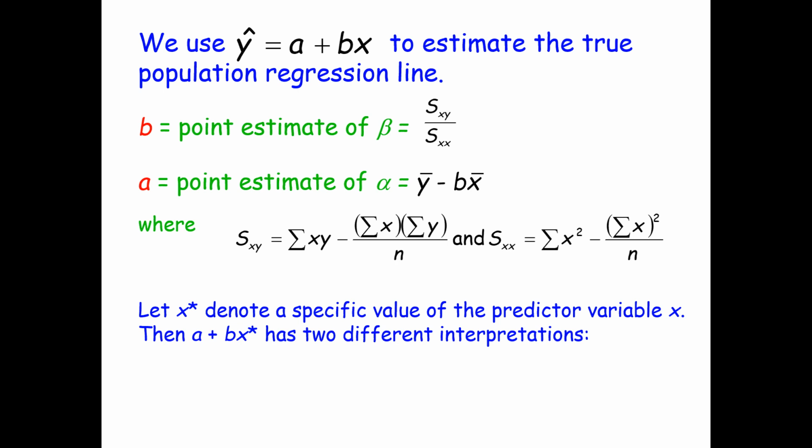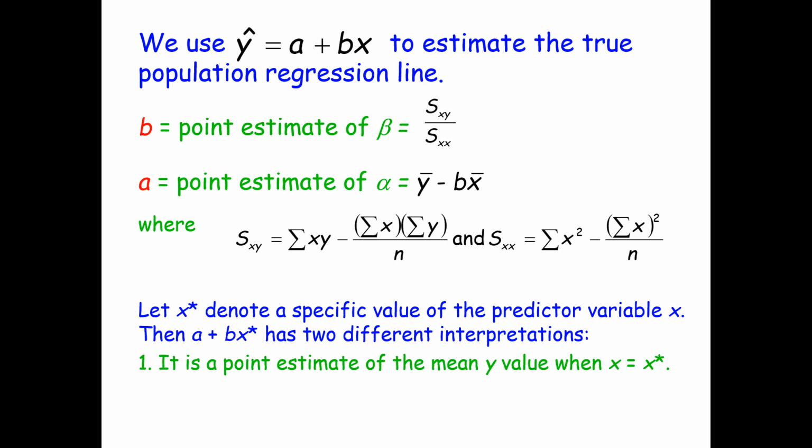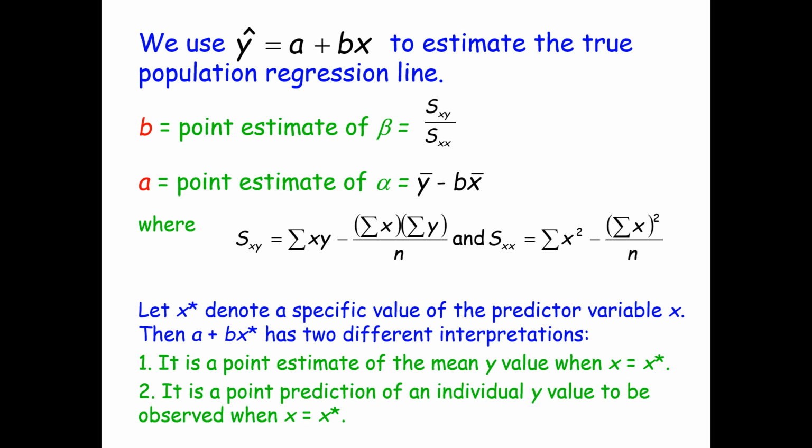We're going to let this x star denote a specific value of the predictor variable x. Then a plus b x star has two different interpretations. One, it is the point estimate of the mean y value when x equals x star, and it is a point prediction of an individual y value to be observed when x equals x star.